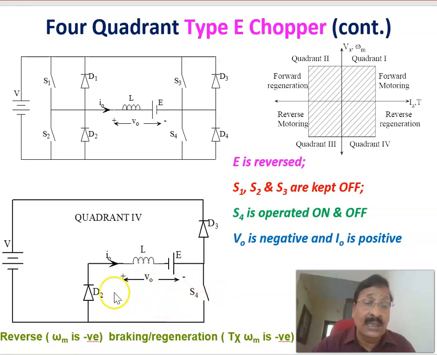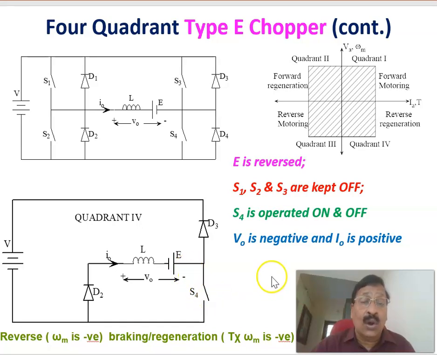When the switch is on, the diode is conducting, and then there will be a circulating current, and the voltage across this one is equal to 0 because this is conducting. The voltage across the motor is equal to 0. At the same time there will be a positive current because diode D2 is conducting. The current is positive, but the voltage is equal to 0.